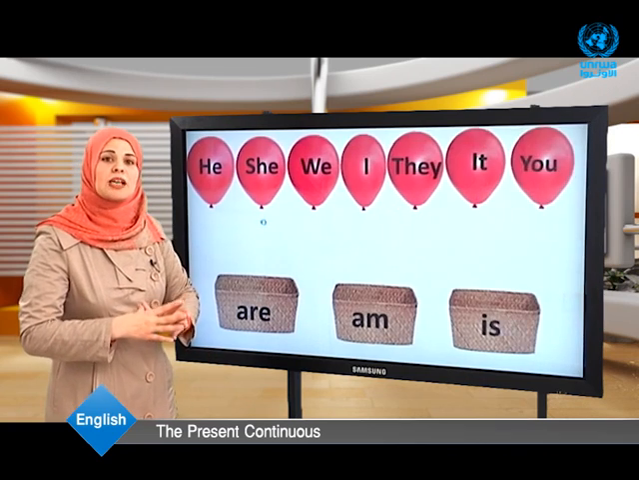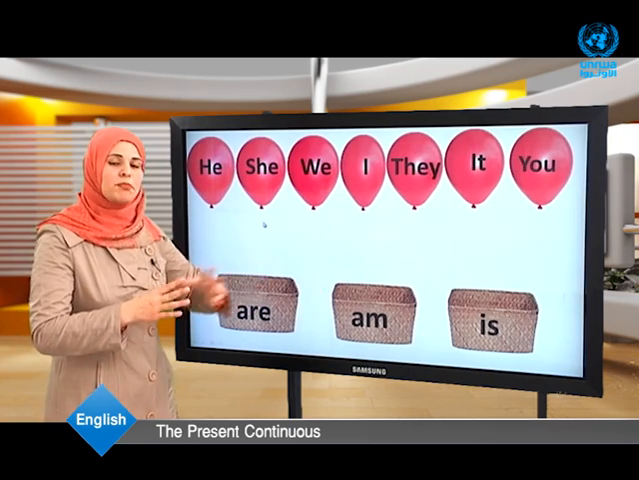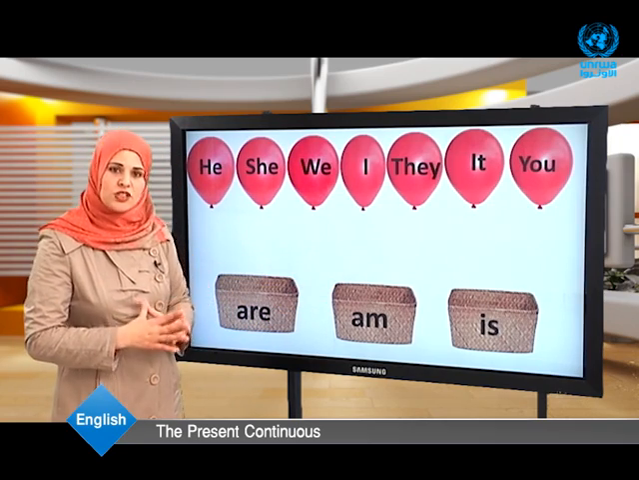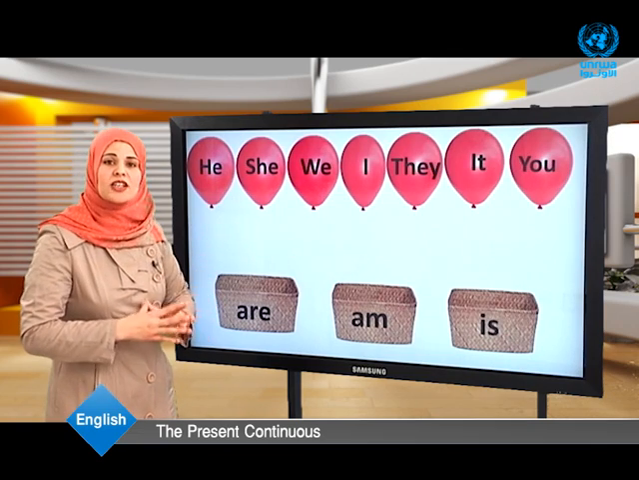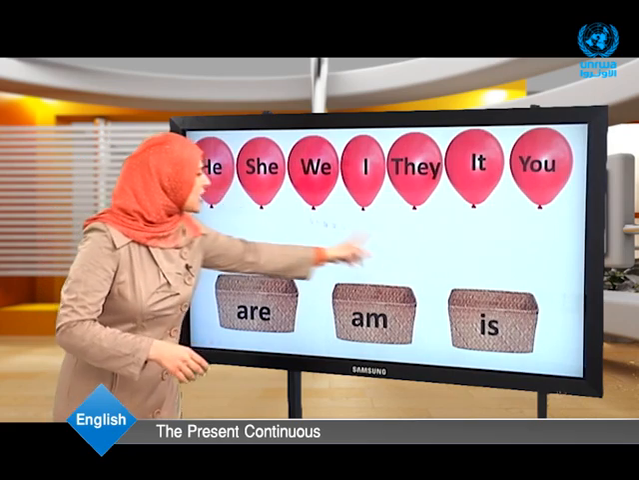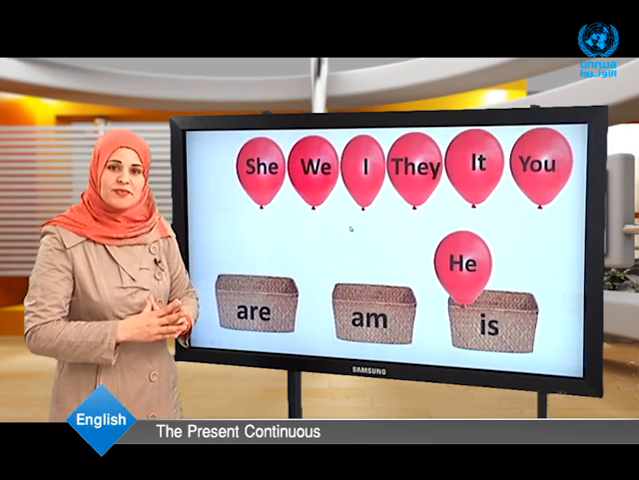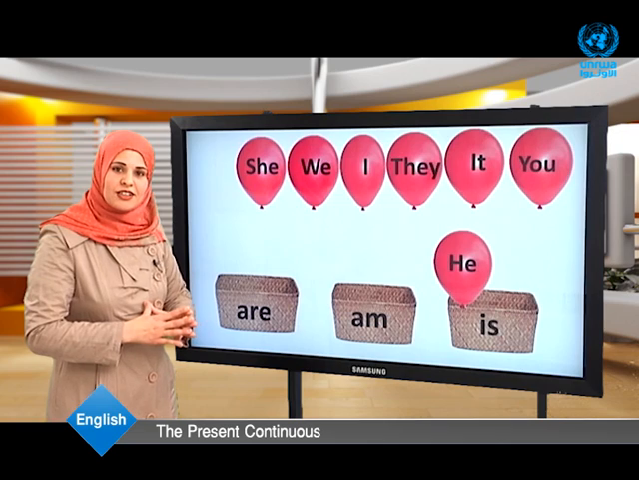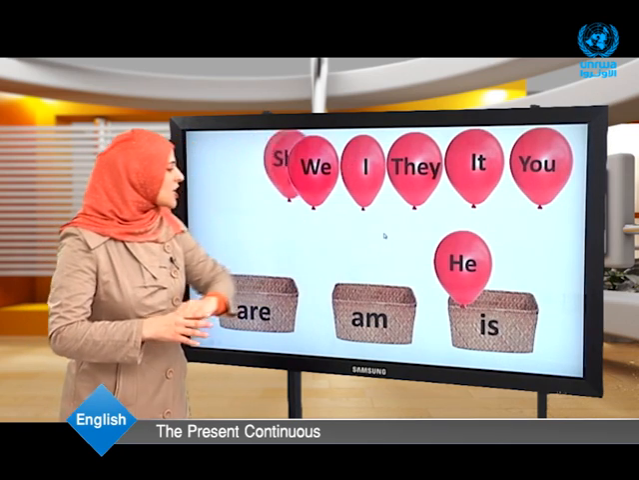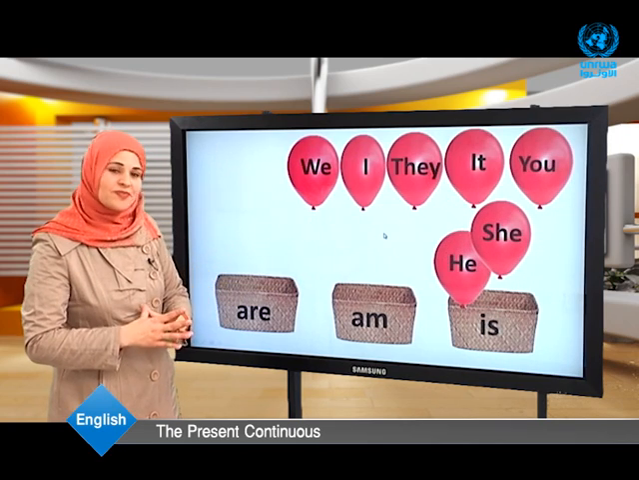Now, dear students, let's classify these pronouns together. Here we have subject pronouns and we have three baskets: are, am, and is. Let us classify together. Look, he. Where does he go? In which basket? Amazing. He goes with is. What about she? Think. Very good, you are. So, she goes with is.